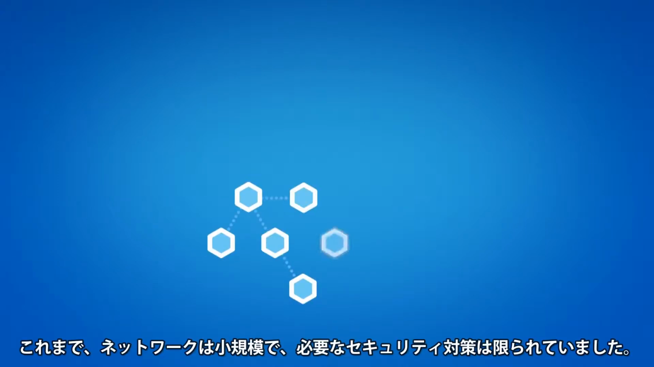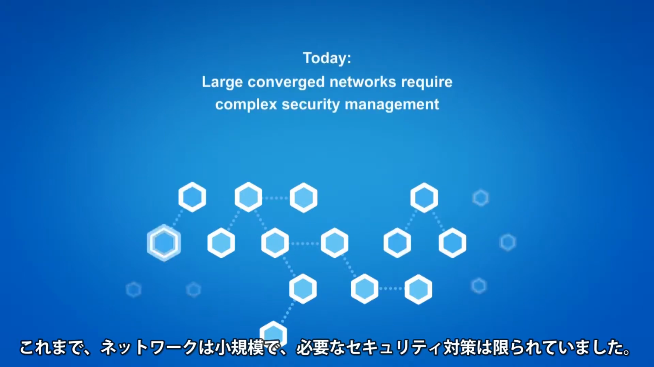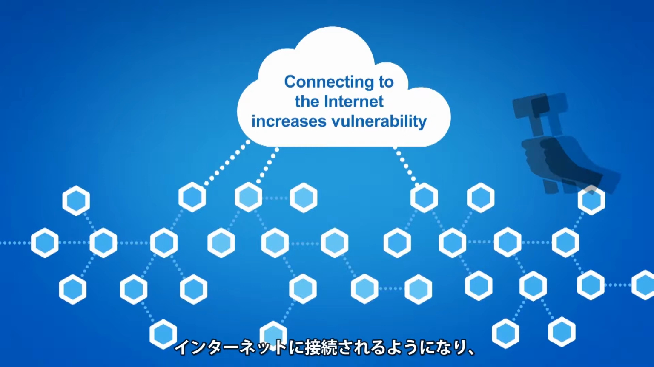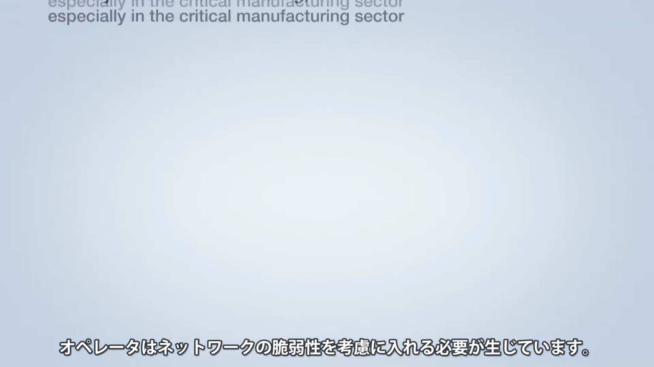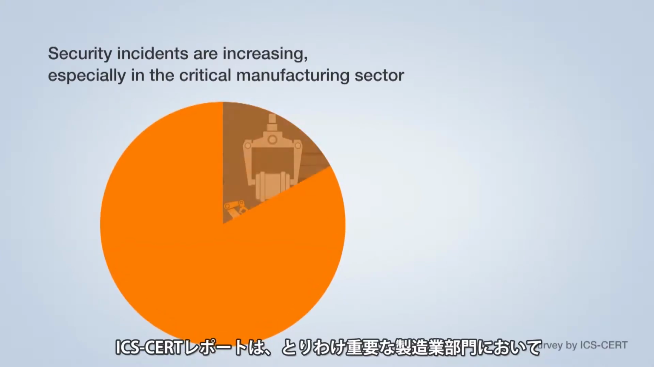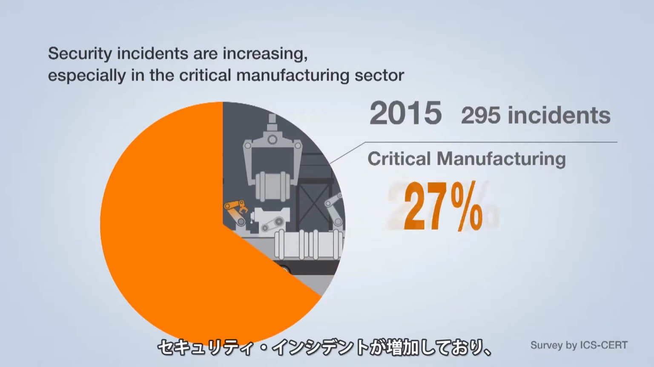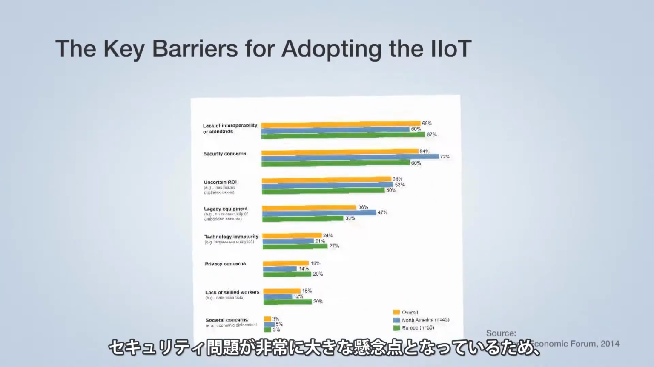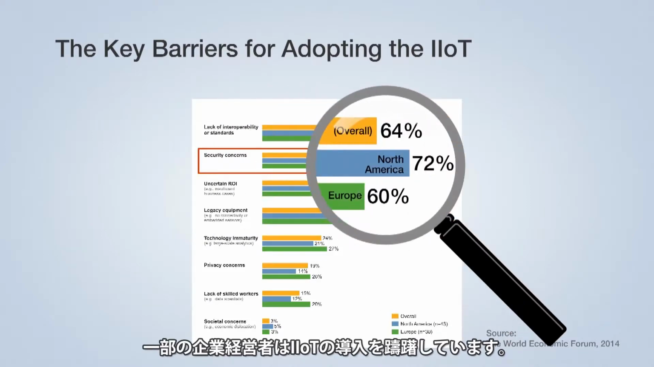Previously, networks were small and only required limited security measures. As this IIoT trend connects more devices to the internet, operators must consider network vulnerabilities. An ICS CERT report showed that security incidents are increasing, especially in the critical manufacturing sector, which had 33% of the total in 2015. Security has become such a concern that some businesses are hesitant about embracing the IIoT.